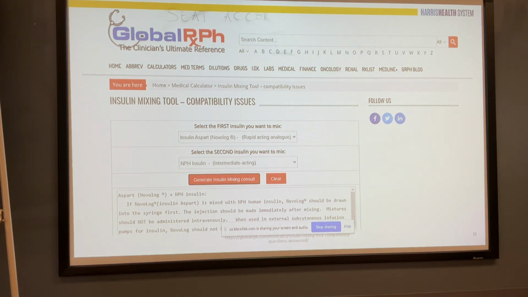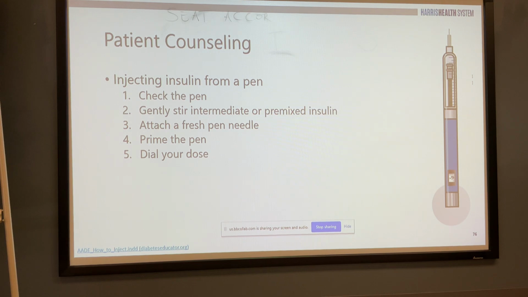A lot of times pharmacists don't mix it. It's something that nurses do, but it's just good that we know which ones are compatible. And if you don't know, you know where to look it up.